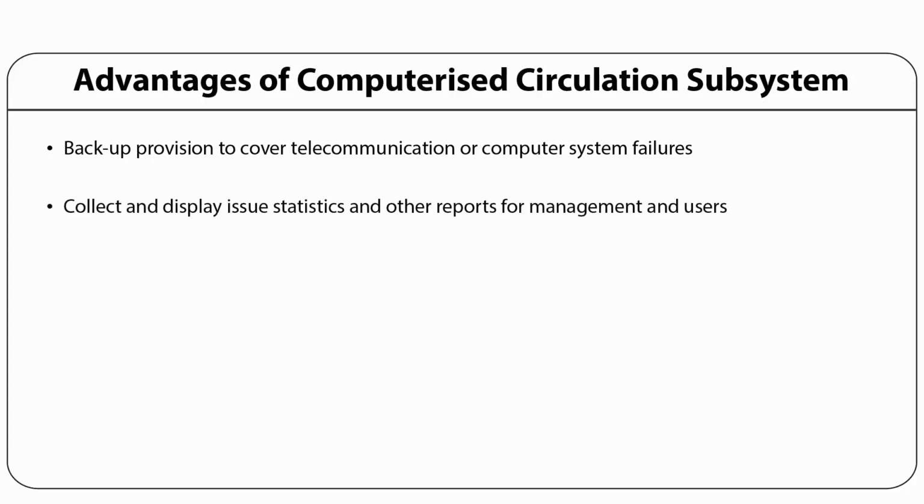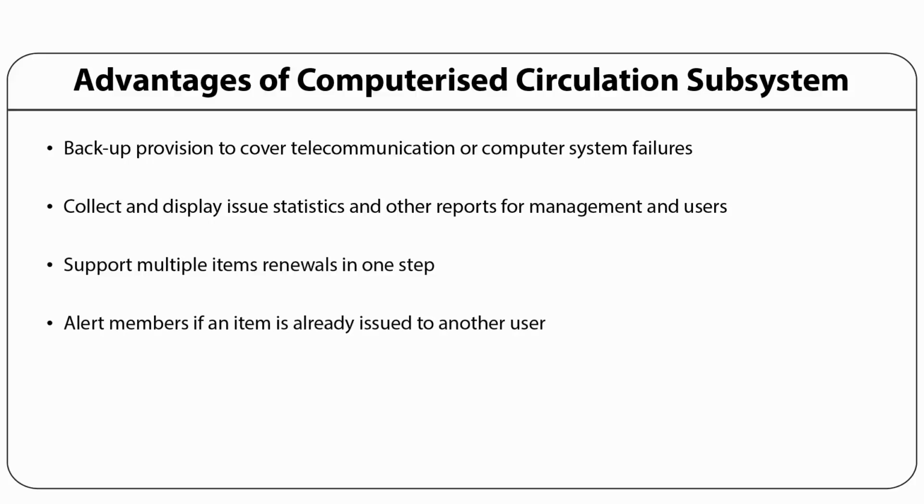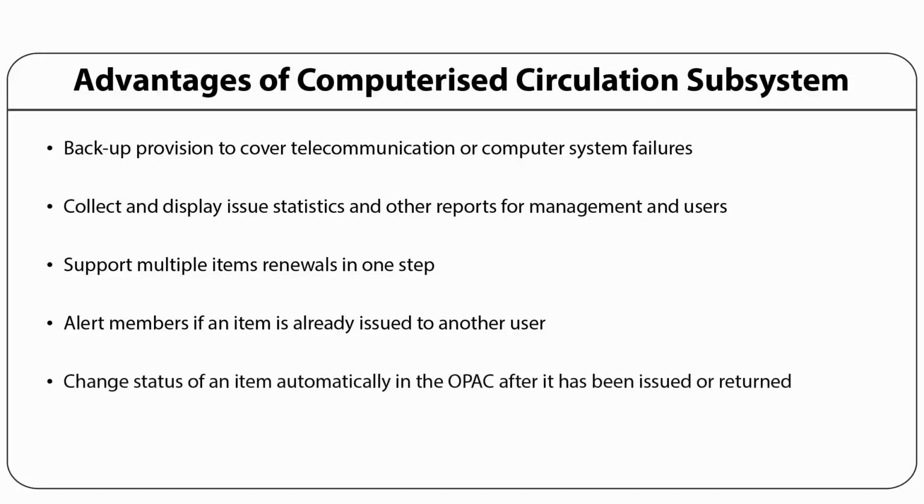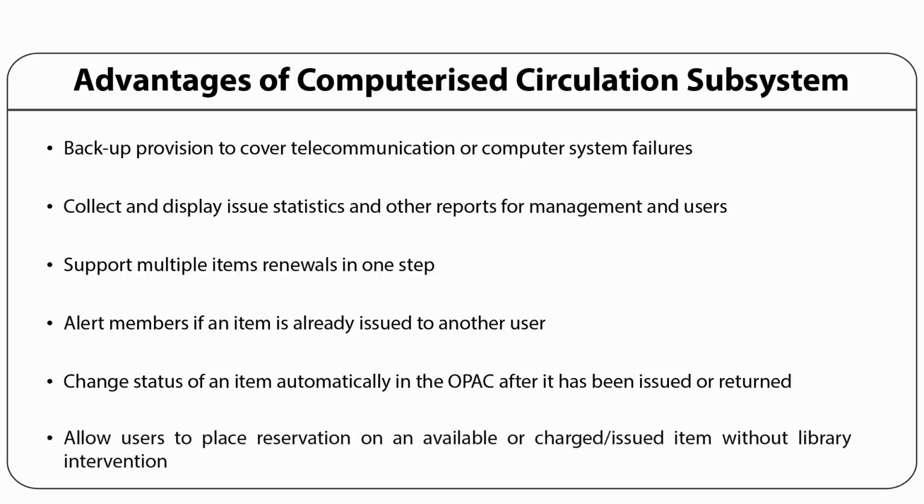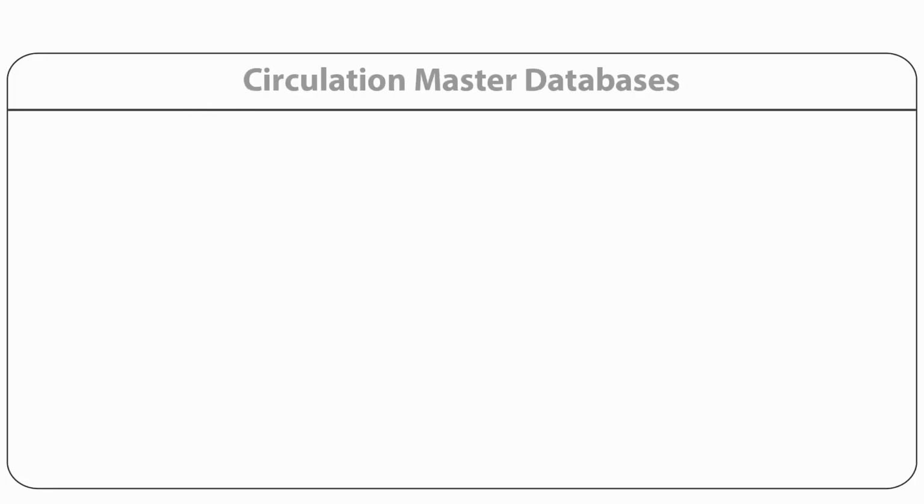Collect and display issue statistics and other reports for the management and also for the users. Support multiple items renewals in one step. Alert the members if an item is already issued to another user. Change the status of an item automatically in the OPAC after it has been issued or returned, and also to allow the users to place reservation on an available or charged or issued item without the library's intervention.